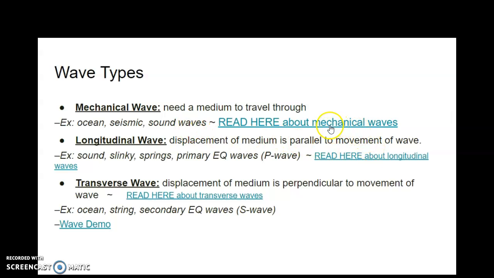Click here. This is your textbook link to a short reading about mechanical waves. There will also be an assignment based off of these three links here.